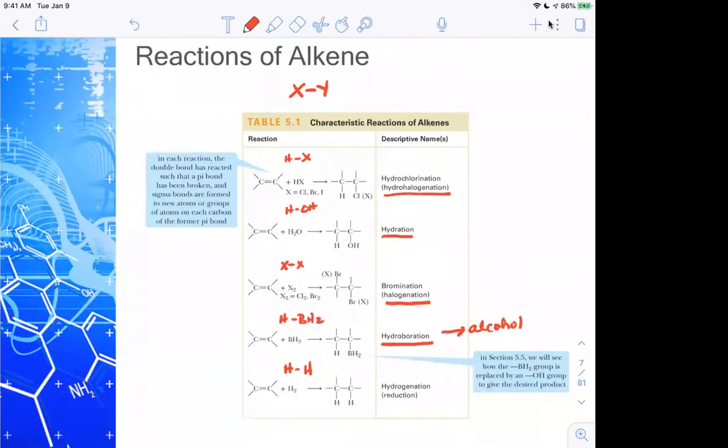And then this reduction or hydrogenation is where I add two hydrogens and I go from an alkene to an alkane because I'm adding those hydrogens, while I'm not adding other functional groups. Here I'll get an alkyl halide, here I'll get an alcohol, here I'll get a dihalide, here I get this borate, and then I ultimately go to an alcohol.